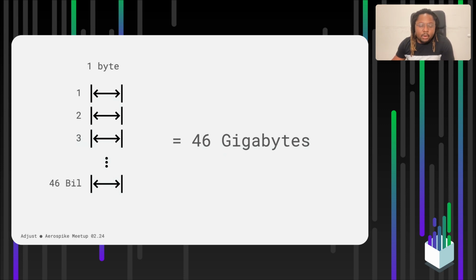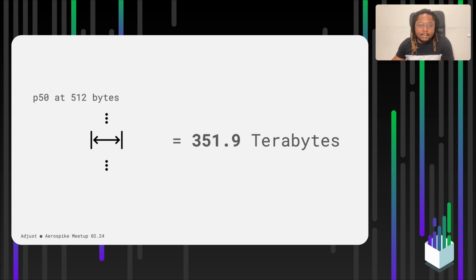If each of these records was 1 byte in length, that would be a total of 46 gigabytes. But in essence, the P50 size of each request is about 512 bytes. Some of it is as high as 3 megabytes, and some of it is as low as 2 megabytes. But P50 is around 512 bytes. So that is about 351.9 terabytes in total in terms of data.